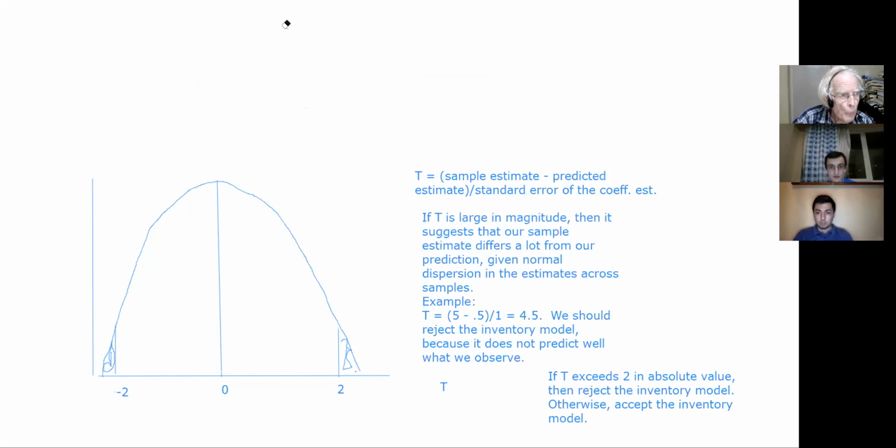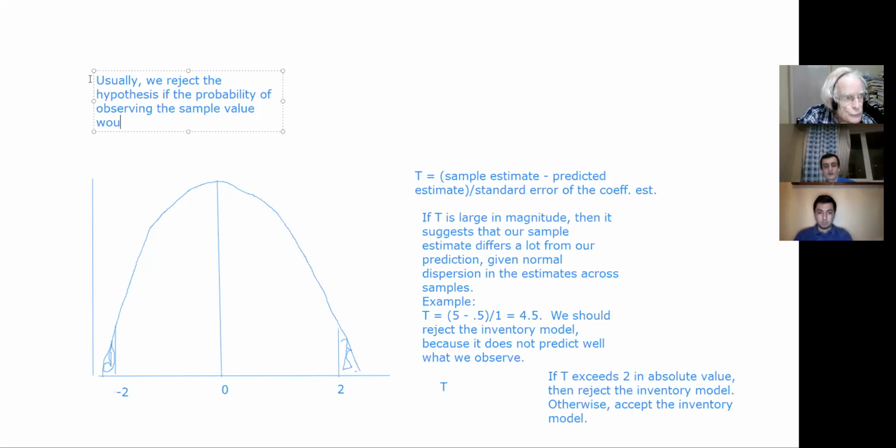So I will note that up here. Usually, we reject the hypothesis if the probability of observing what we do observe, the central value, would be less than 5%, if the hypothesis was correct.